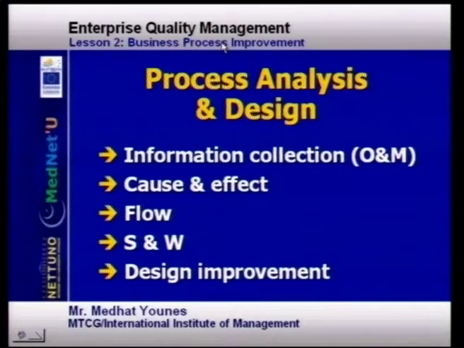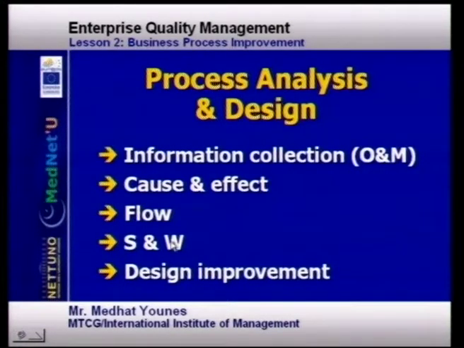To analyze or design an enterprise process, you need to go through 5 steps. The first step is information collection of organizations and methods, O&M, through questions, surveys, observations, and technology sensors. The second step is the analysis of cause and effect. The third step is the flow, or the sequence of steps. The fourth step is the strengths and weaknesses of the process. You need to identify where the weaknesses are so you can work on improving them.